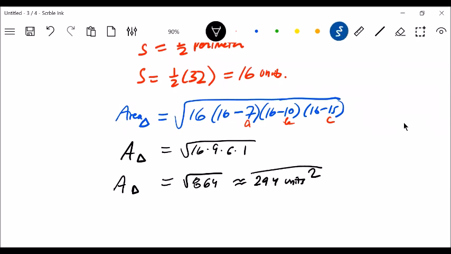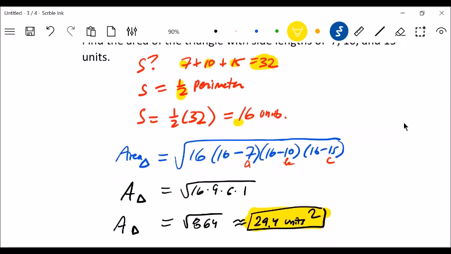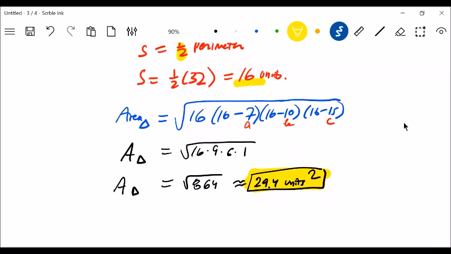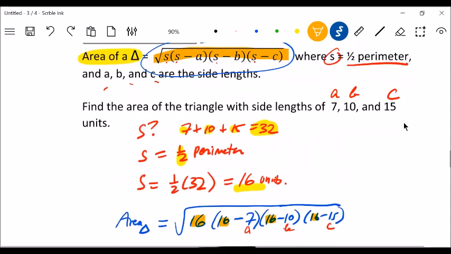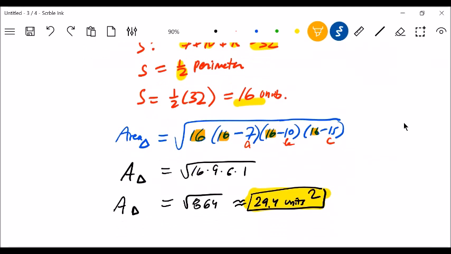So we're looking at 29.4 units squared. And that's how it's done: you add up to get the perimeter, take half of the perimeter, 16, and then in this case you use that 16 a bunch of times, with the parentheses, each one of them, and you get numbers to multiply and take the square root. So that's the area formula, for you to draw it out, but we didn't need to in this case.